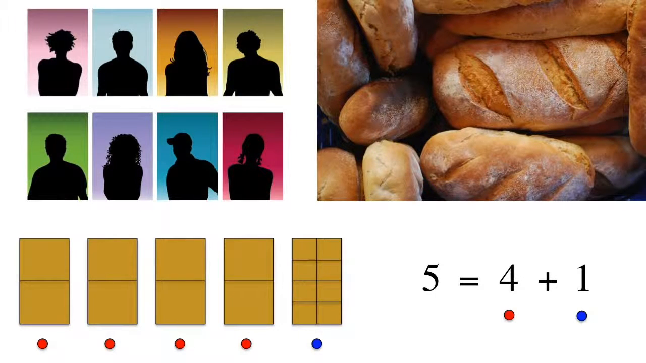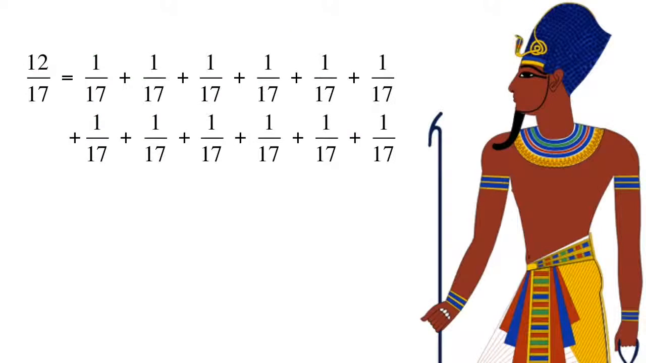Of course, we could write a fraction like 12/17 like this, but the Egyptians also wanted the denominators to be distinct. So for example, we could write this. Any fraction can be written as an Egyptian fraction.